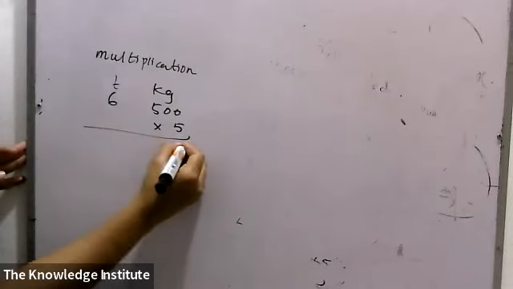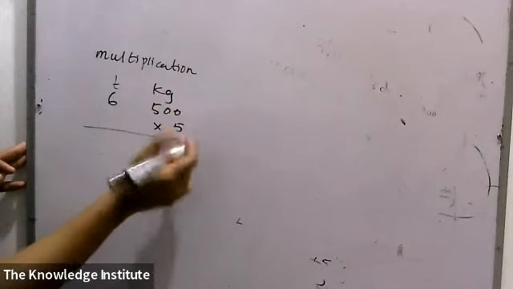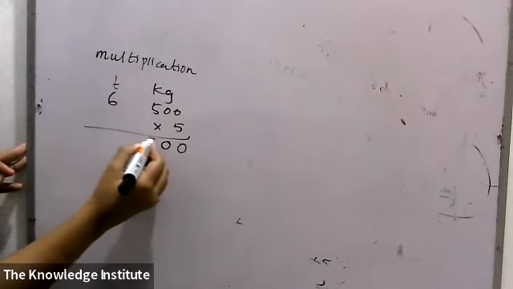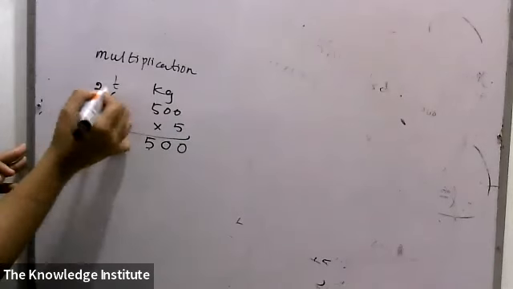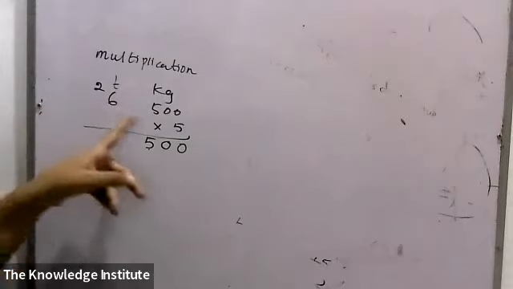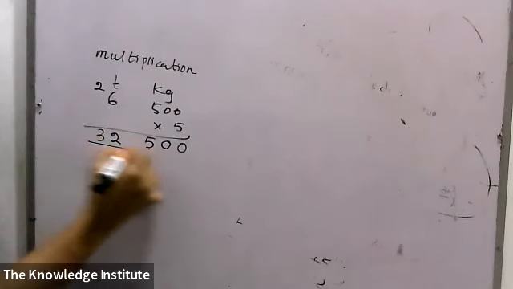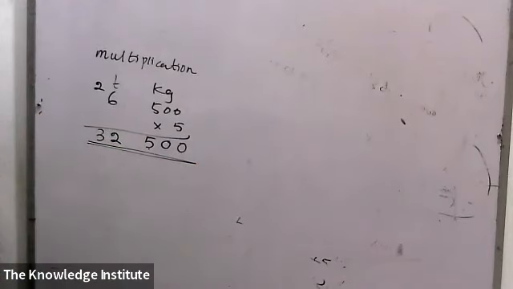5 into 0 is 0. 5 into 0 is 0. 5 fives are 25. So you keep the 5 here and take the 2 here. Now tell me, 6 into 5? 30. 30 plus 2 is? 32. So 32,500. Understood? Yes, teacher. Okay.